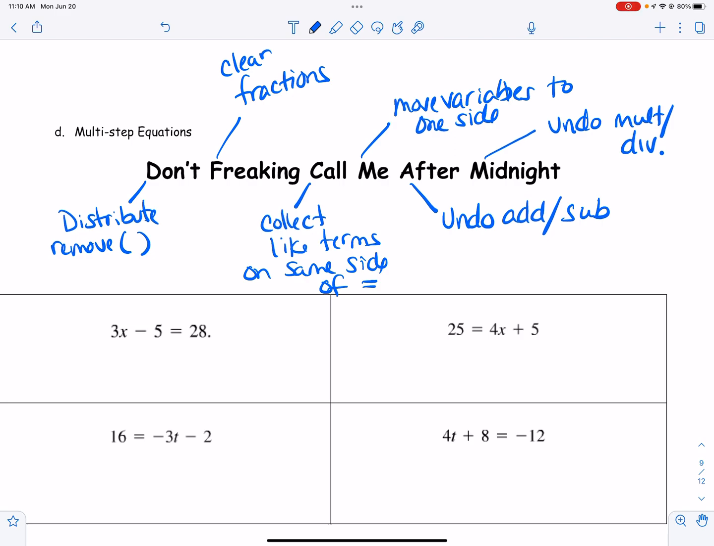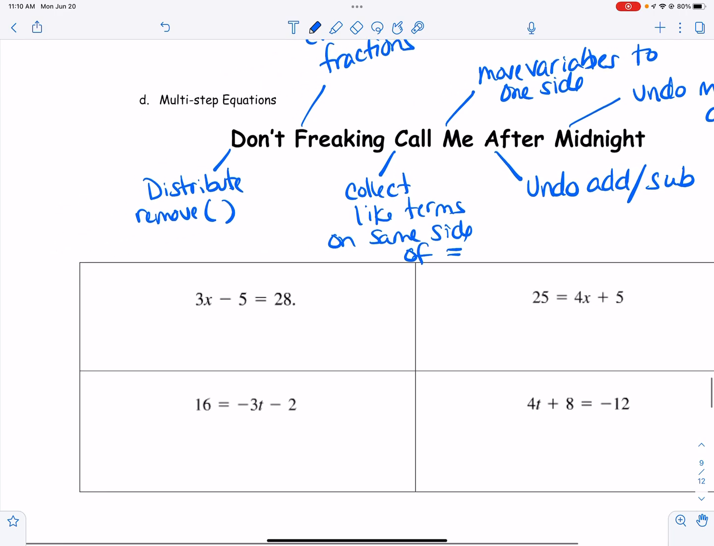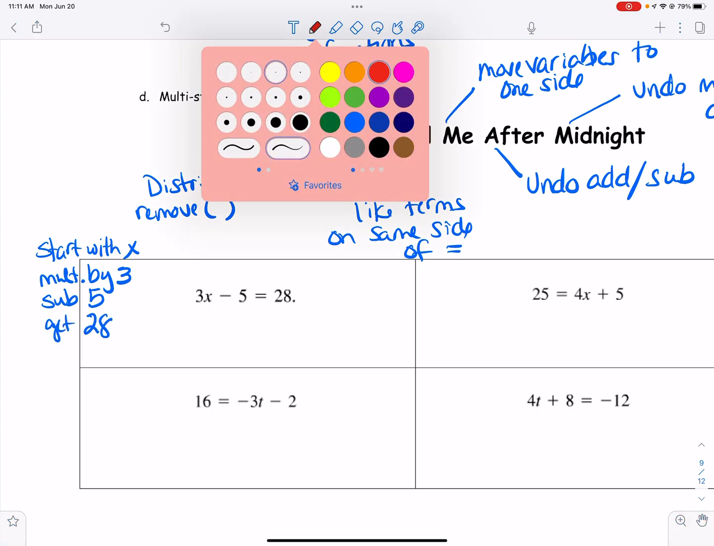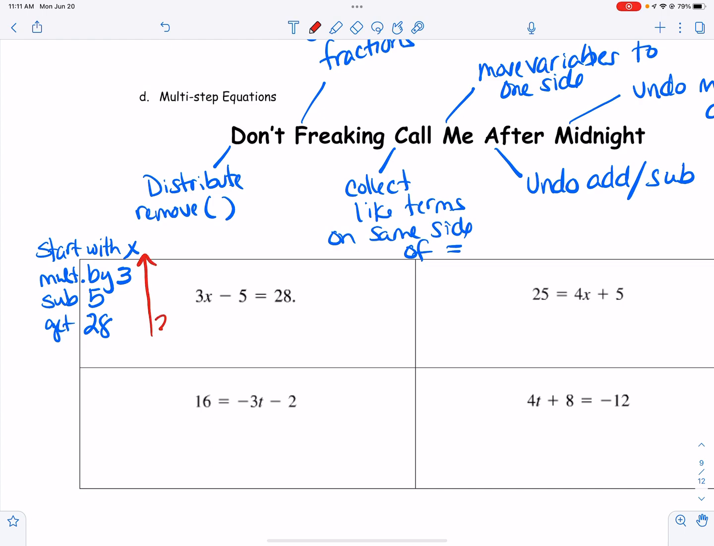Okay, so now, like I said, some of these you will not have every step. You just kind of walk through and say, okay, what steps do I need to start with? So if I read this problem over here, I would say start with x, multiply by 3, that gives me 3x, subtract 5, and you get 28. So to reverse it, I'm going to start with 28. I'm going to add 5 to get 33. I'm going to divide by 3 to get 11. And that's going to be my answer.